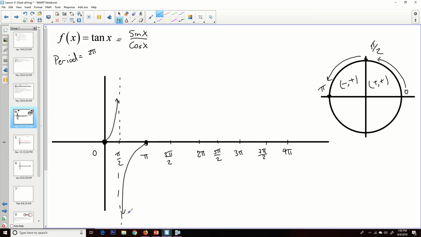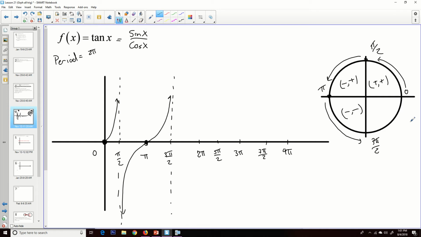to there. Now as I go to 3 pi over 2, the sine of 3 pi over 2 is negative 1. The cosine of 3 pi over 2 is 0. So again, I get another vertical asymptote here at 3 pi over 2. So to decide which way it goes, I have to determine what values are in here. Well, x is negative, y is negative. Negative divided by negative is positive, so every value on this interval must also be positive.